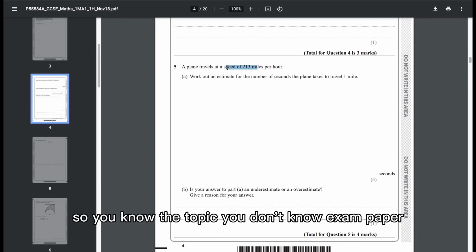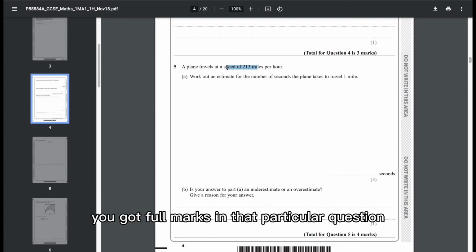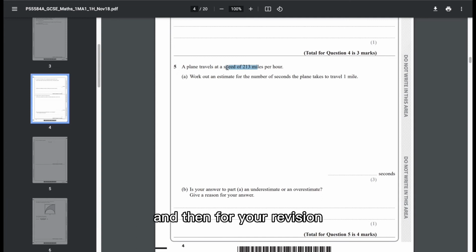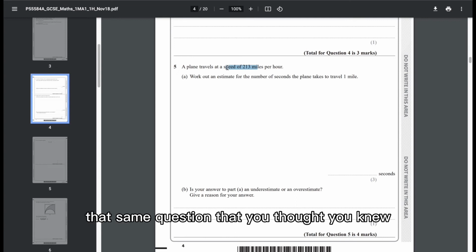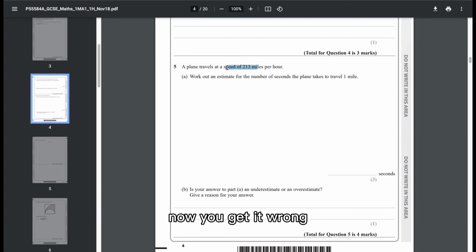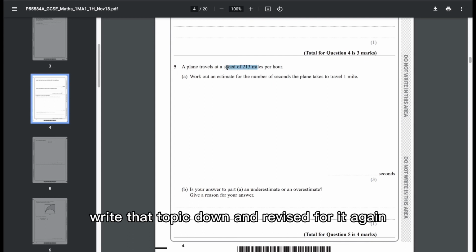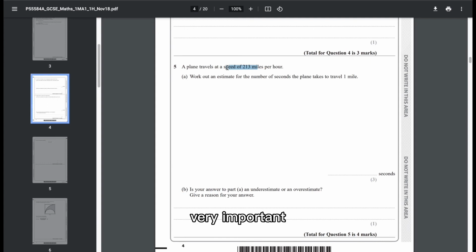Say you know the topic, you've done an exam paper, and you got full marks in that particular question. And then for your revision, you're doing exam papers. Now you come into April, May, June. You're doing exam papers only. You do an exam paper. You get a question wrong. That same question that you thought you knew, now you get it wrong. What are you going to do? You're still going to mark it as wrong, write that topic down, and revise for it again. That is very, very important.